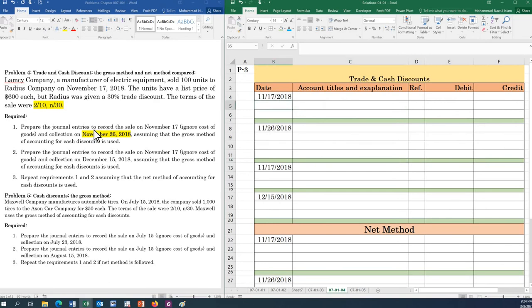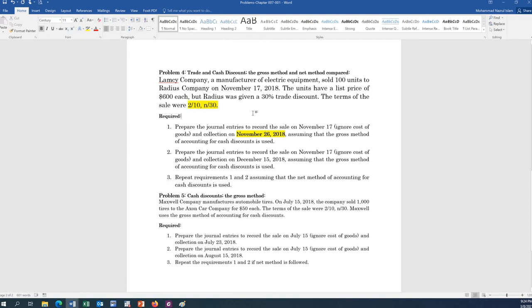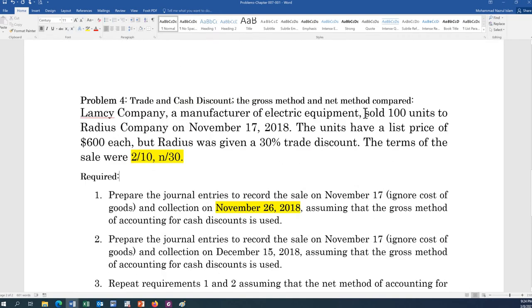So problem number 4, here we will use the gross method and net method. The Lemsey company, a manufacturer of electric equipment. So let's see the problem read. Sold 100 units to Radius company on November 17, 2018. The units have a list price of $600 each, but Radius was given a 30% trade discount.